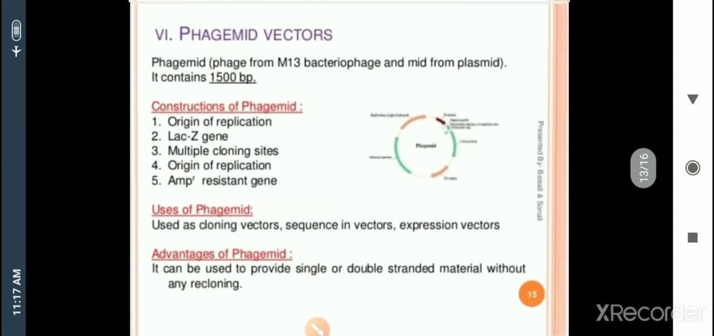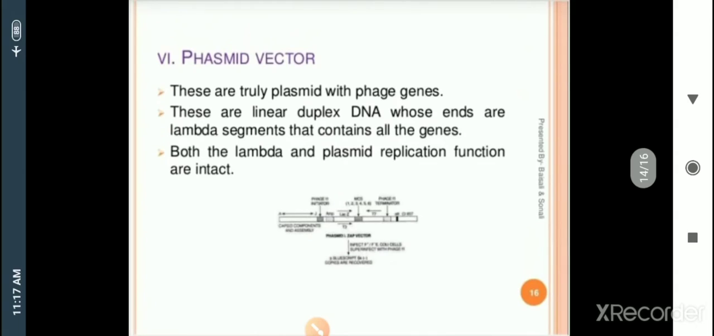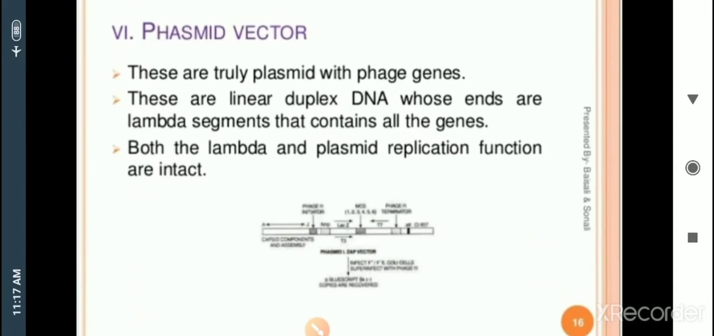And this is after the phagemid vectors. Phasmid vectors are another type. These are truly plasmids with phage genes. These are linear duplex DNA whose ends are lambda segments that contain all the genes. Both the lambda and plasmid replication functions are intact.